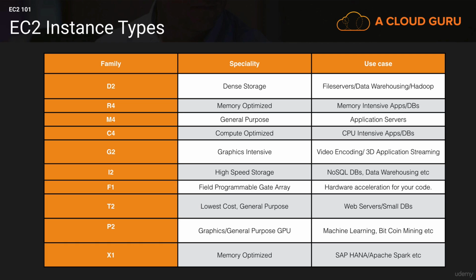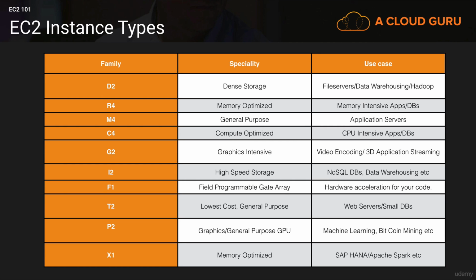They never say Bitcoin mining on their site, but trust me, if you're going to do Bitcoin mining, you probably want either a P2 or a G2. And then we have X1s. So this is memory optimized, and these are designed for things like SAP HANA or Apache Spark. So really, really extreme memory optimized. And that's the way I remember X1: you need extreme RAM, you need extreme memory.